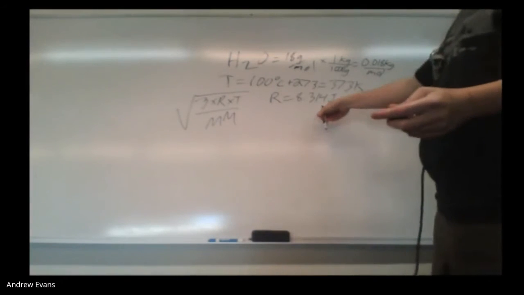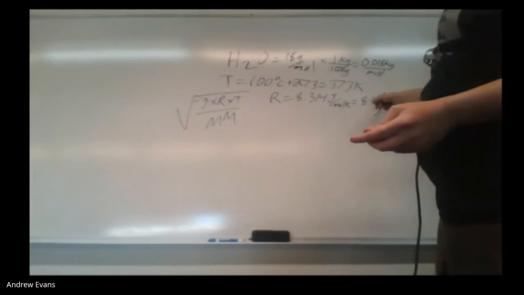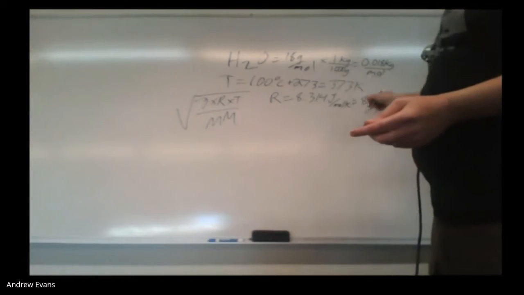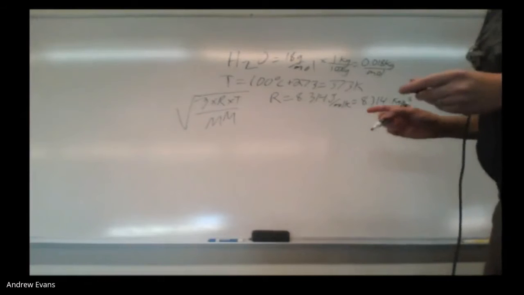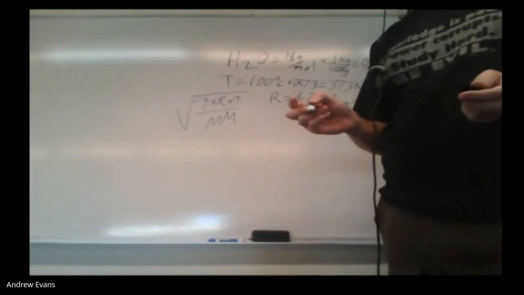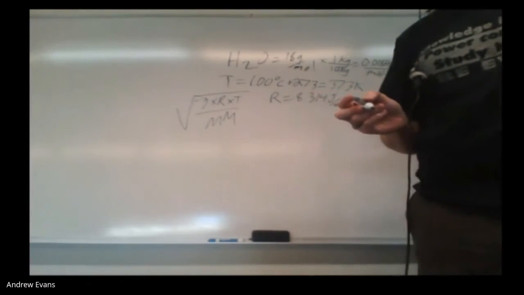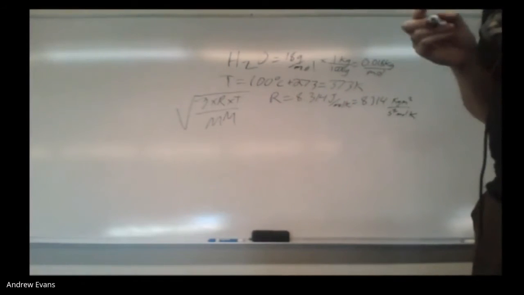We have to use this R so that kilograms and kilograms cancel out. Kelvin, Kelvin, mole and mole cancel out. And we're left with meter squared over second squared. When we square root those, meter squared over second squared goes to meters per second.